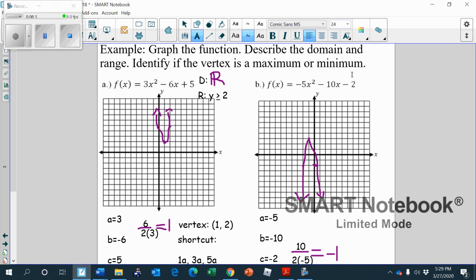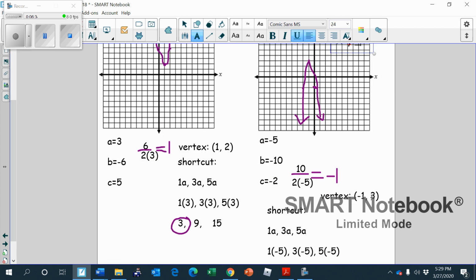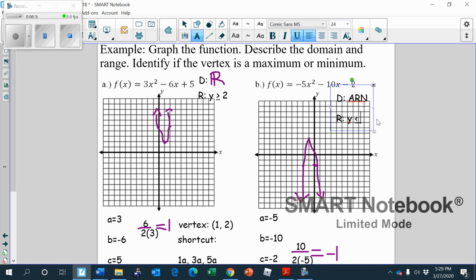And let's do our domain and range again. Our domain is, of course, all real numbers. And our range, well, now because our graph is opening down, it's going to be y is less than or equal to. And again, what's the y value of our vertex? The y value of our vertex is 3. So you're going to use y is less than or equal to 3.